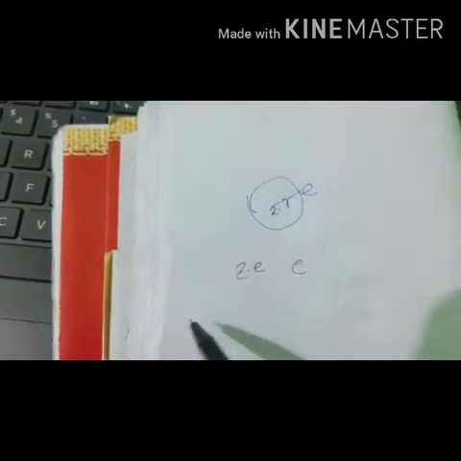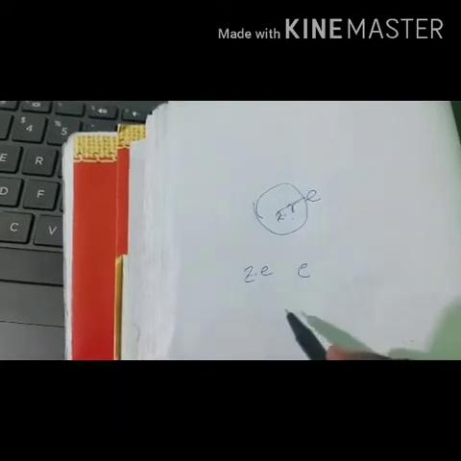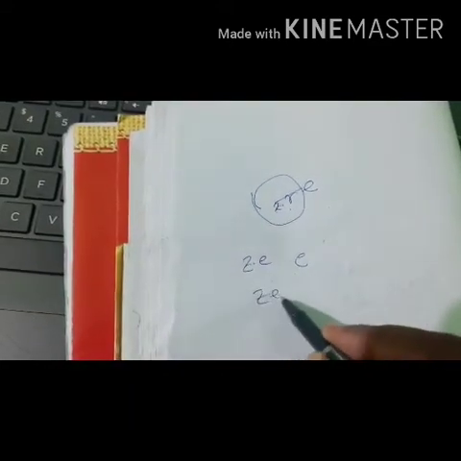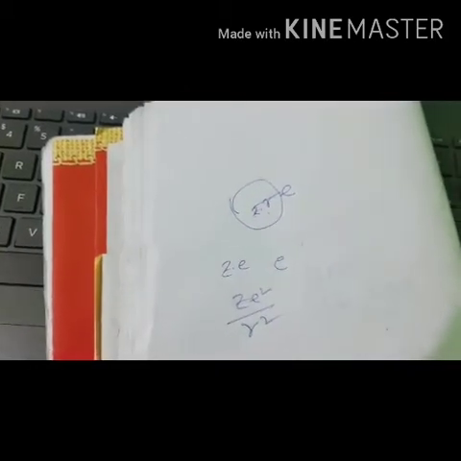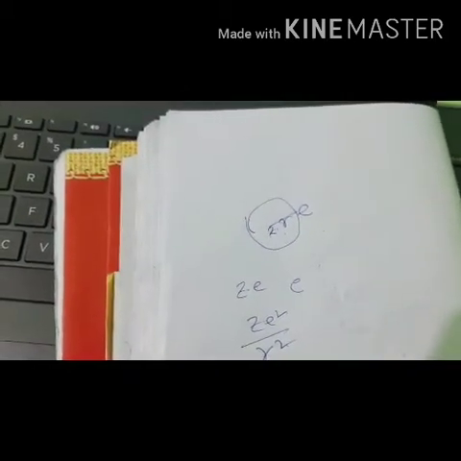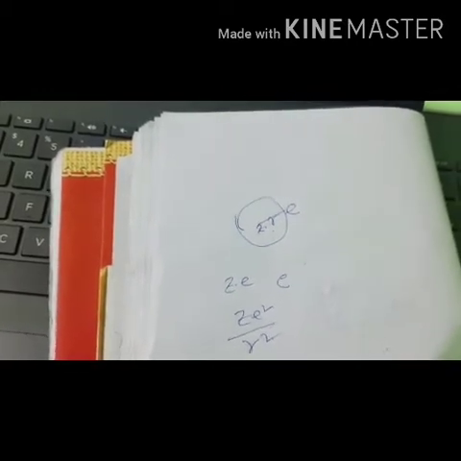If the radius of the path is equal to r, then the attraction force between the proton and the electron will be the Coulombic attraction force, that would be equal to Z e square divided by r square.